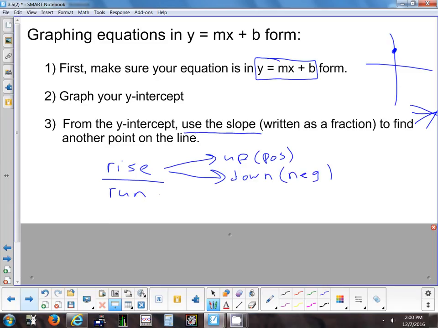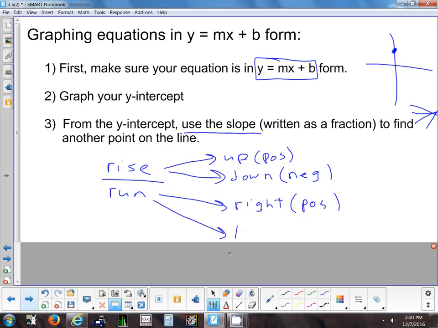Okay. What about the run, if it headed to the right? How would you know to go to the right when you look at your run? What's that, Vanessa? Positive. Yep. If you have a positive number, that means you go to the right. What if the run is negative, how would you know to go to the left? Okay, so depending on if your rise is positive or negative, you either go up or down. If your run is positive or negative, you go right or left. Just follow those 4 directions.